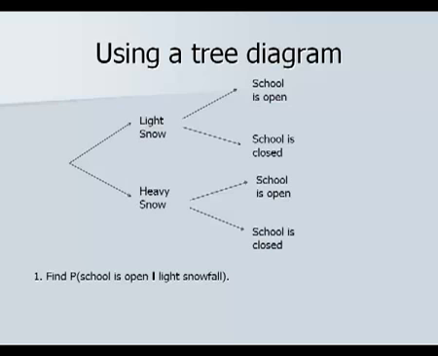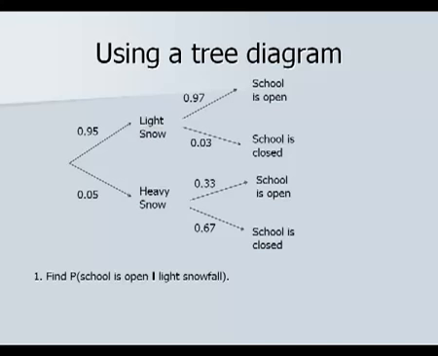Now the first thing they told us was there was a heavy snowfall 5% of the time. That means the other 95% of the time it was a light snowfall. Now they said if it was a heavy snowfall, schools closed 67% of the time, which means that 33% of the time it was still open if it was a heavy snowfall. If it was a light snowfall, they told us school was closed 3% of the time, which means 97% of the time school's open if it were a light snowfall.